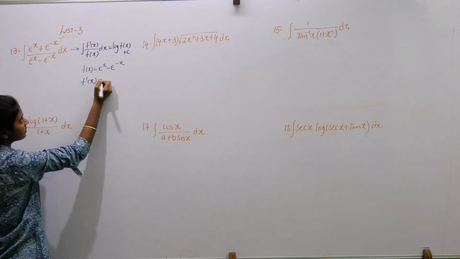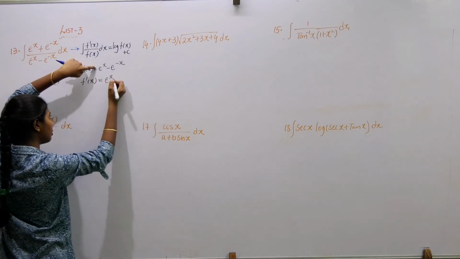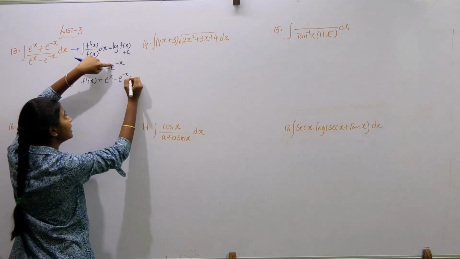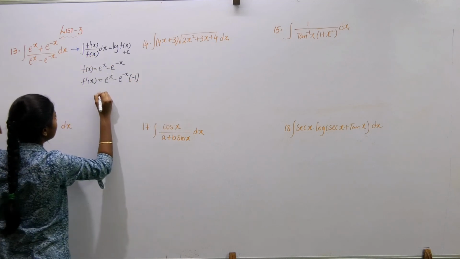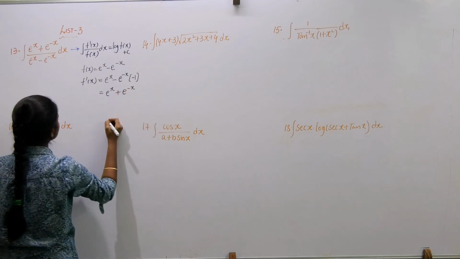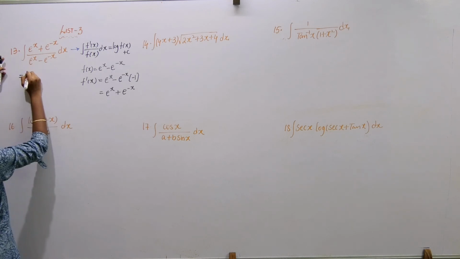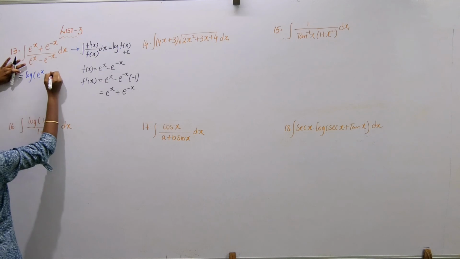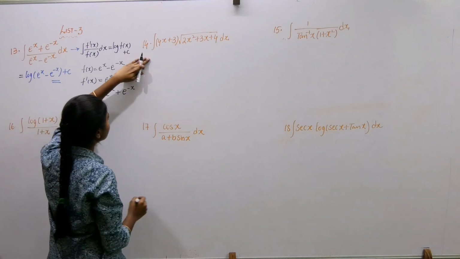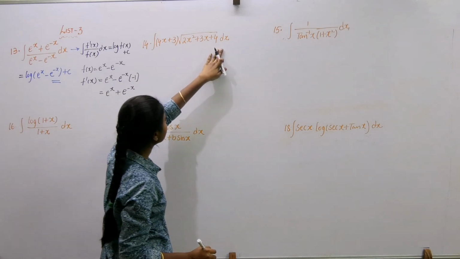Then f dash of x, that is d by dx of f of x, is equal to d by dx of e power x minus d by dx of e power minus x. Again differentiating minus x, we get minus 1. It is equal to e power x minus of minus, plus e power minus x. This is in the form of f dash of x by f of x. So when we substitute the formula, we get log of f of x, that is log of e power x minus e power minus x plus c.